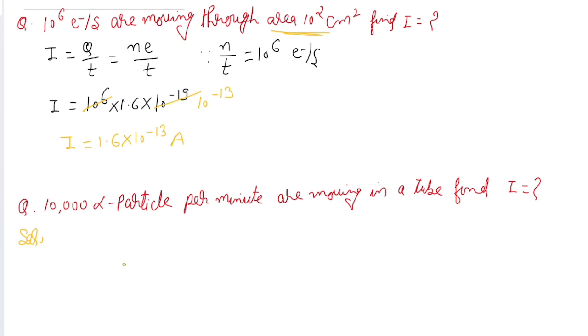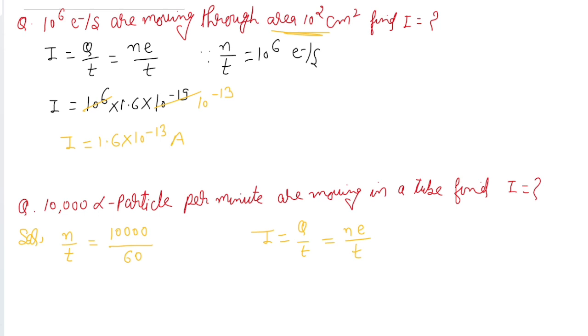10 to the power 4, that is, 10,000 alpha particles per minute. That is again, what is given to you? N by T is given, the number of alpha particles per minute, which will be 10,000 per minute. We convert minute into seconds because the standard unit is the second, so it will be divided by 60. Now you have to calculate again the current associated in this tube. So current I is equal to Q by T, and we know that Q is NE by T. So it will be NE divided by T.